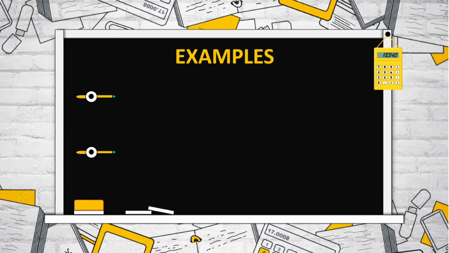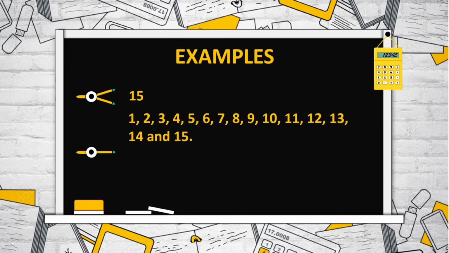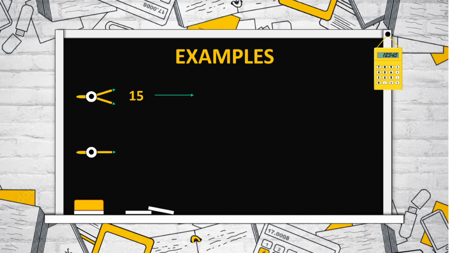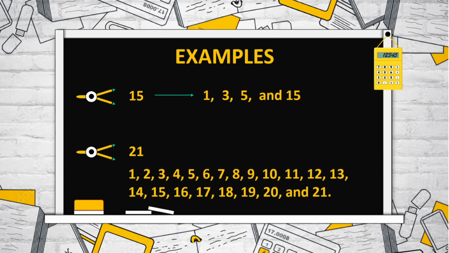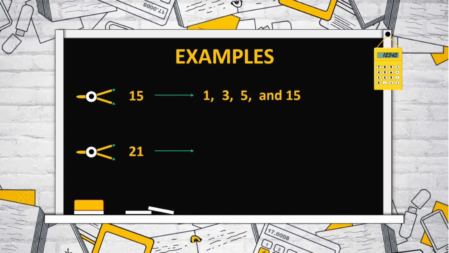Let us take two more examples. If we take 15 as an example, then we have to divide and check these numbers from 1 to 15, and we will have our factors. If we take 21 as an example, तो 1 से लेकर 21 तक हम डिवाइड करेंगे 21 को, and as a result we will have the factors of 21.